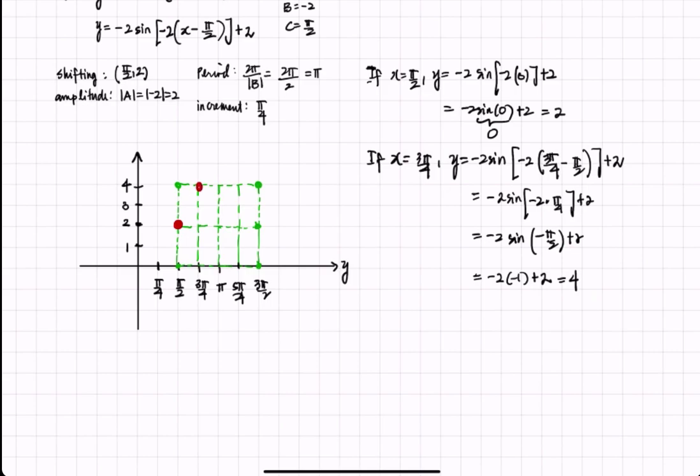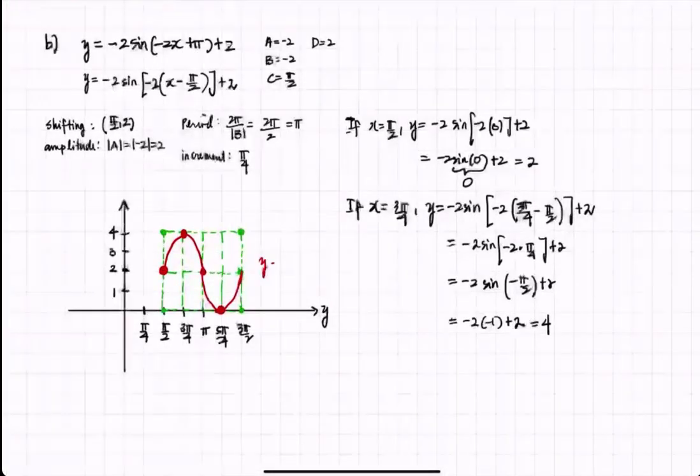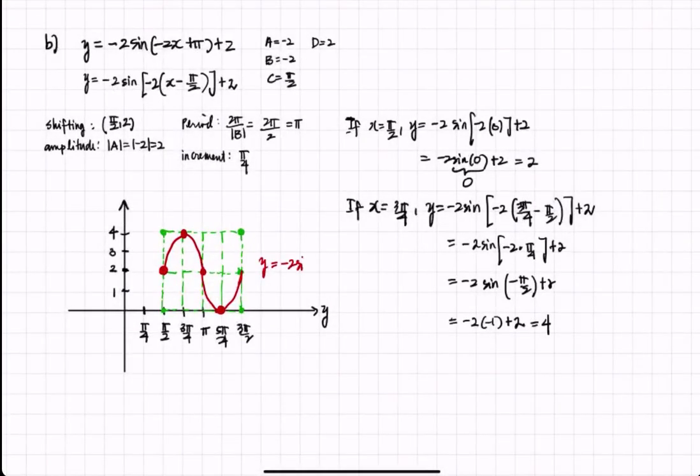So, alam mo na ang graph niya pag ganyan. Ang pangit ulit. Amazing. Diba? So, yan yung graph ng one cycle ng y equal to negative 2 sine negative 2x plus pi, plus 2. Okay?